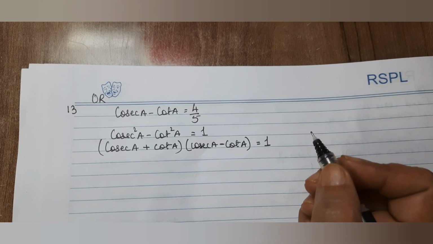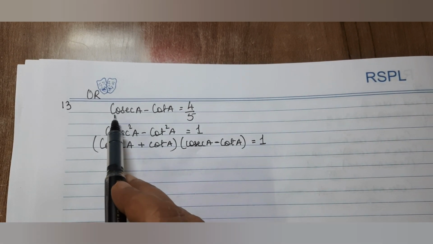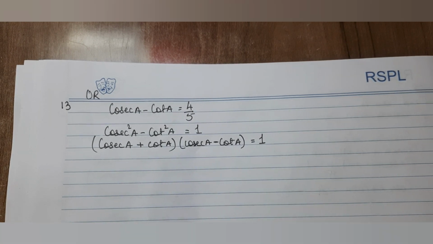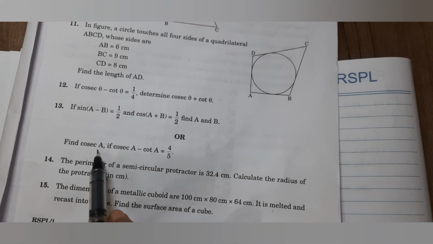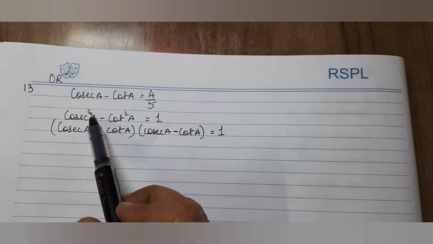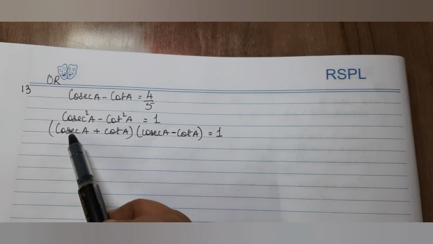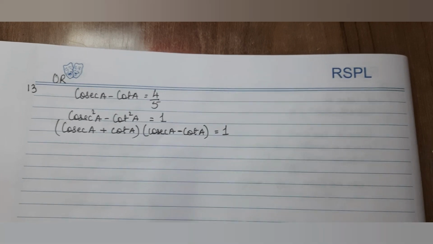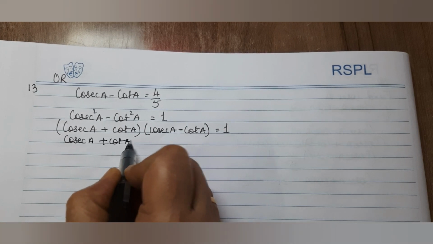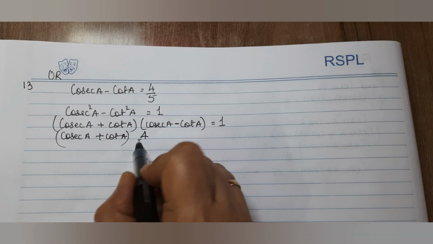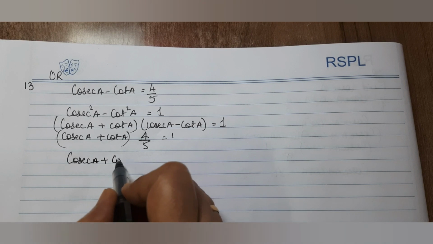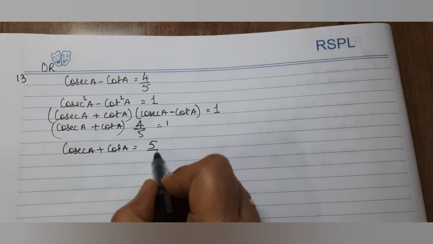Now for the OR question, the 13th OR question, it's given if cosec A minus cot A equal to 4 by 5, we have to find out cosec A. So again cosec and cot, I have written the identity cosec square A minus cot square A equal to 1, a square minus b square, a plus b, a minus b equal to 1. So here we will keep this as it is, plus cot A, and then this I will substitute as 4 by 5 equal to 1. We get cosec A plus cot A equal to 5 by 4.